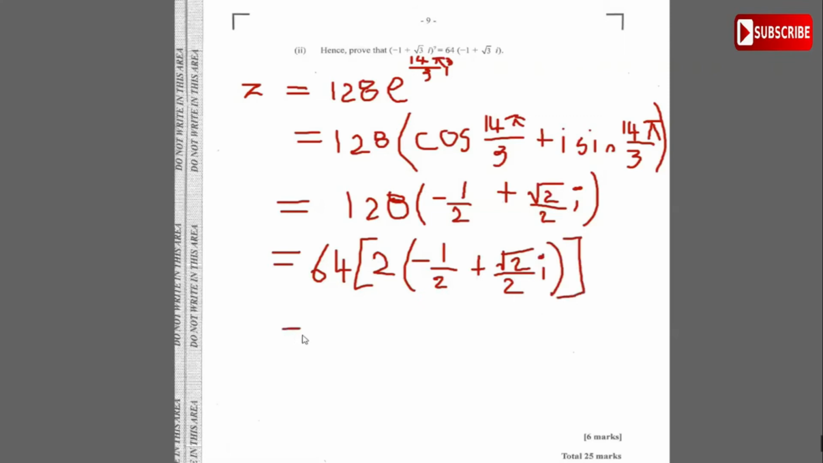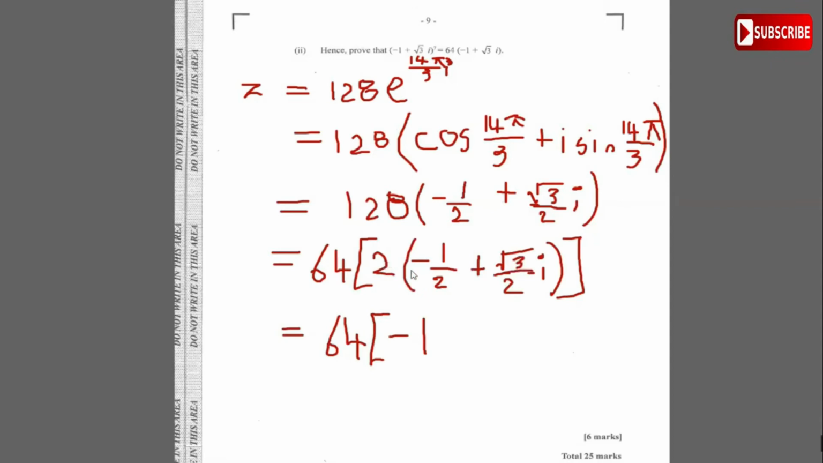So what we get is 2 times minus half. That's just minus 1. So we get 64 times minus 1. And then 2 times root 2 over 2. The 2's cancel, so you just get, oh, this is root 3 over 2. Why did I write root 2 over 2? This should have been root 3 over 2. My apologies there. Check it in a calculator, you get 0.866, which is root 3 over 2.